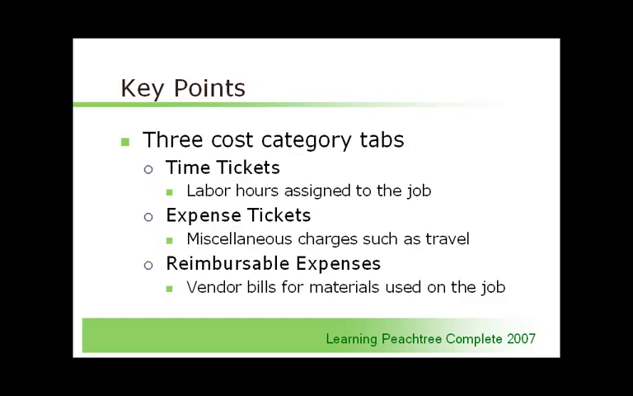When you transfer the costs to the invoice, you will see 3 cost category tabs. Time tickets store the labor hours assigned to the job. Expense tickets store miscellaneous charges such as travel. And finally, reimbursable expenses store the vendor bills for materials used on the job.